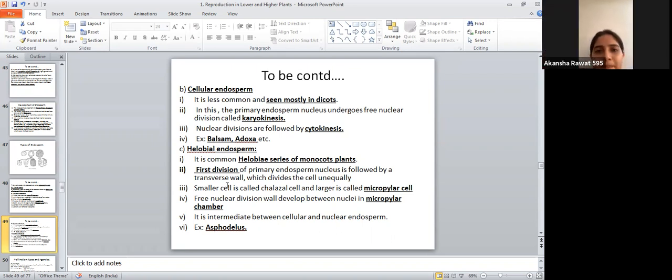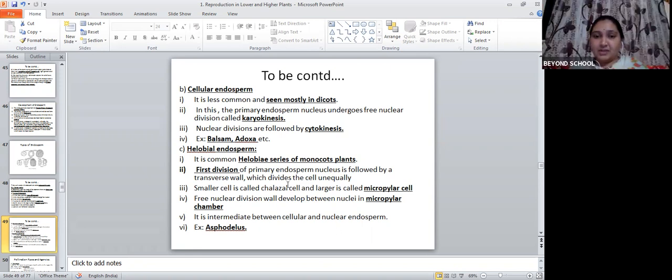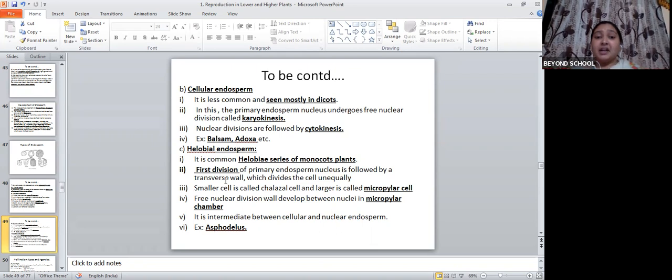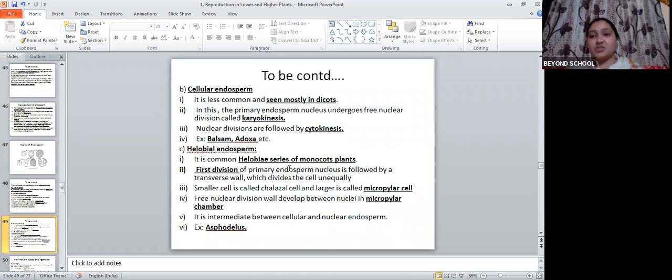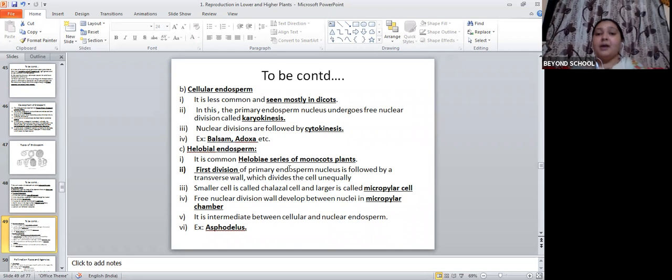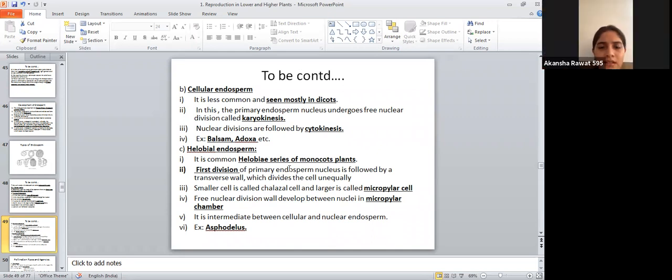Okay. So the first division of the primary endosperm, that is the first primary nucleus, the division is going to happen. The first division is followed by a transverse wall, and the cell which has been divided will divide unequally. Again I am repeating it. The first division carried out in this family is the Helobial endosperm. Everybody knows whether it is nuclear or cellular, or Helobial, we have a first nucleus which is formed, which we call the primary endosperm nucleus.